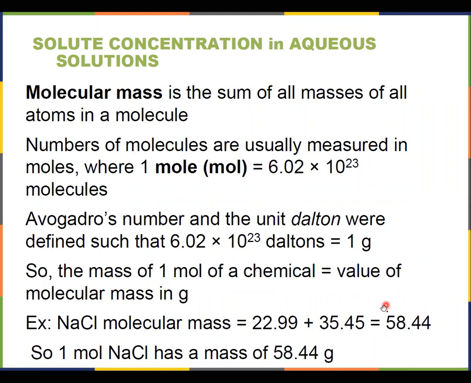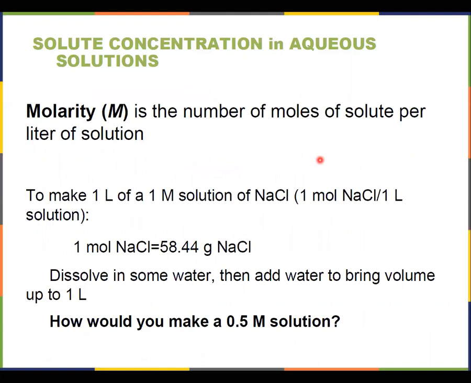So what you do is you take 58 grams of salt and make a 1 liter solution. That is called a 1 molar solution. And a 1 molar solution will have this many molecules of salt, Avogadro's number of molecules.